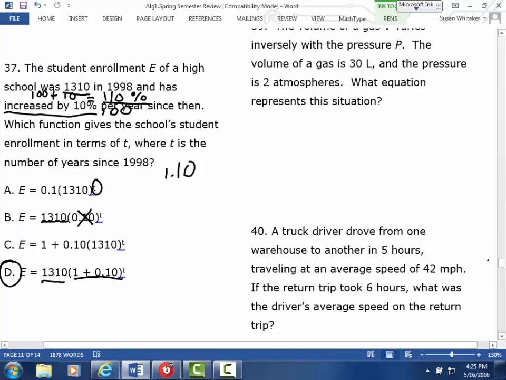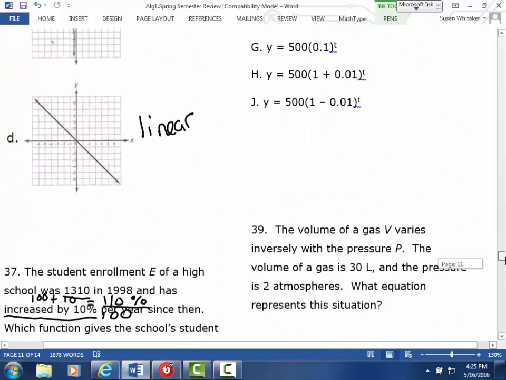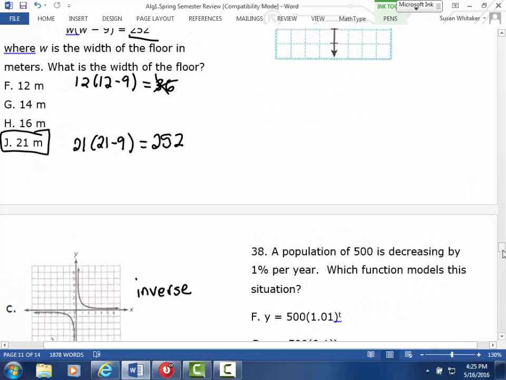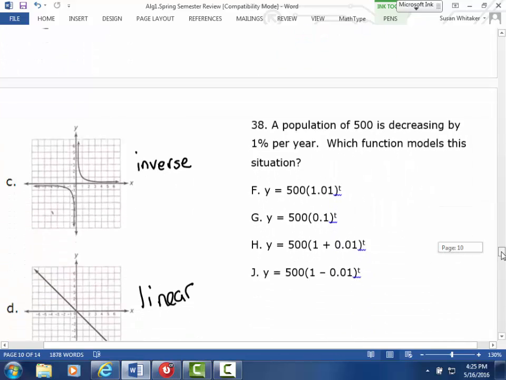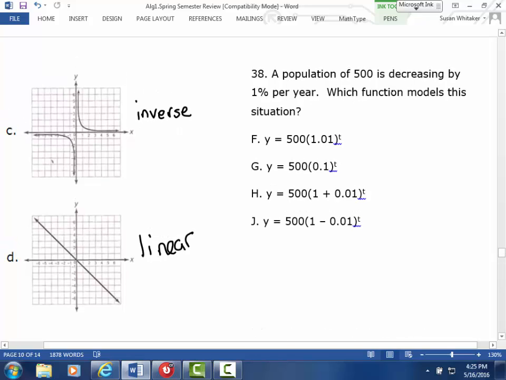Okay, let's check out number 38. A population of 500 is decreasing by 1% per year. Which function models the situation? Okay, so we're starting with 500. So this starts with 500. 500 is a constant in all of those. Decreasing means we're going to subtract by 1%. So we had 100%, and we're going to subtract 1%.